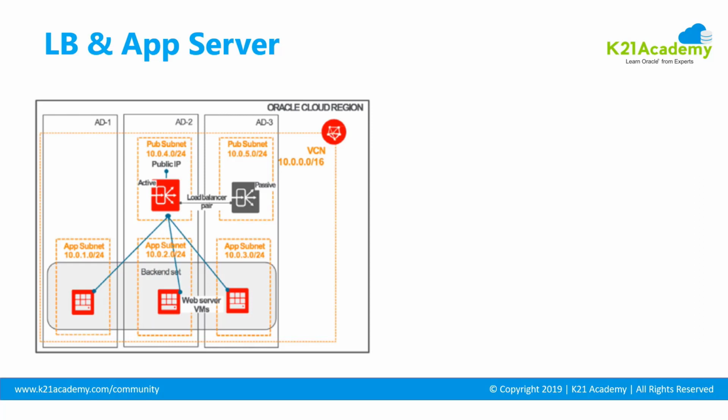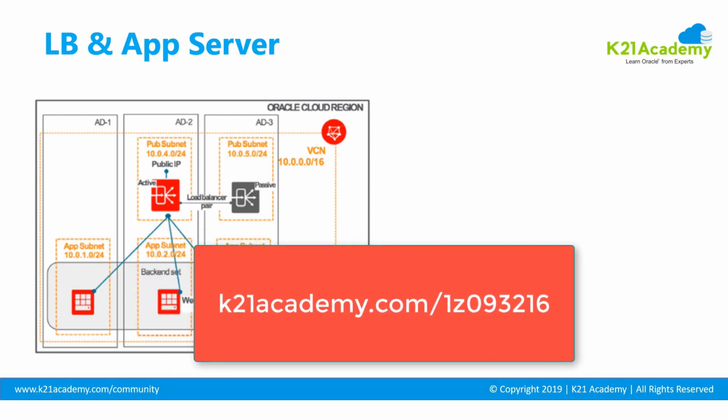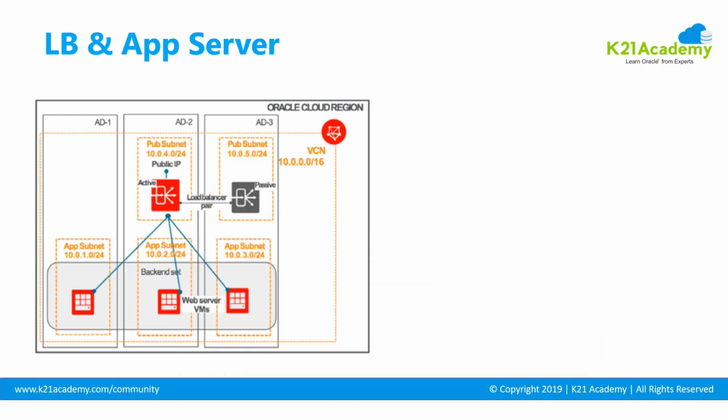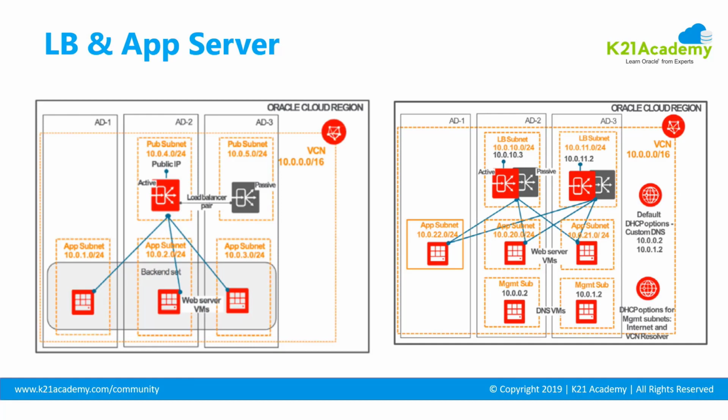I've covered all this in one of the previous videos, at k2nacademy.com/1z09321616. So that's for the public load balancer. If you have a private load balancer, it doesn't come with automatic high availability across availability domains. They are within an availability domain.